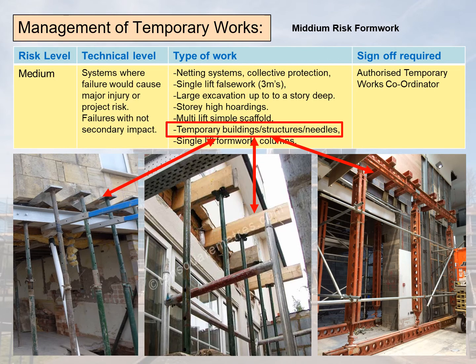Between these two projects is medium risk and medium complexity. These are normally authorised by the principal contractor's temporary works coordinator, but could possibly, depending on their complexity, need a temporary works designer to come in and assist with the permit system. These could be areas such as the needling of a building to support openings being installed, or to support upper structures of the building while other works are being conducted. Here you can see an example of a needling system being installed.